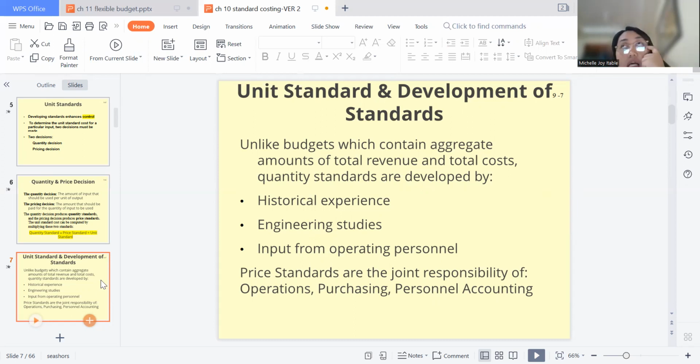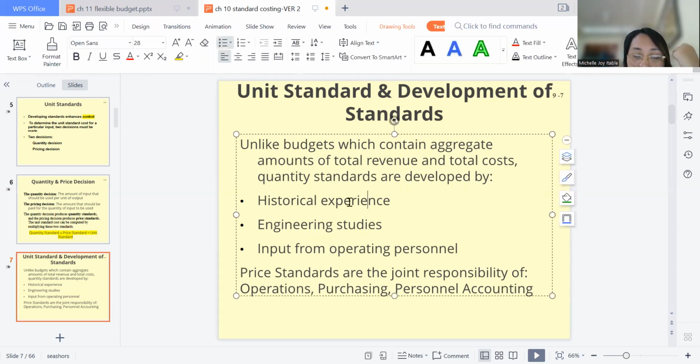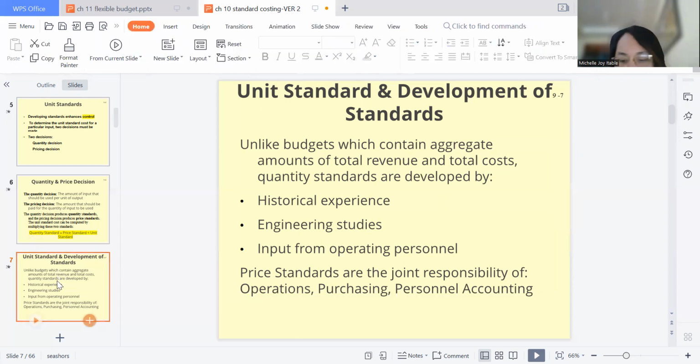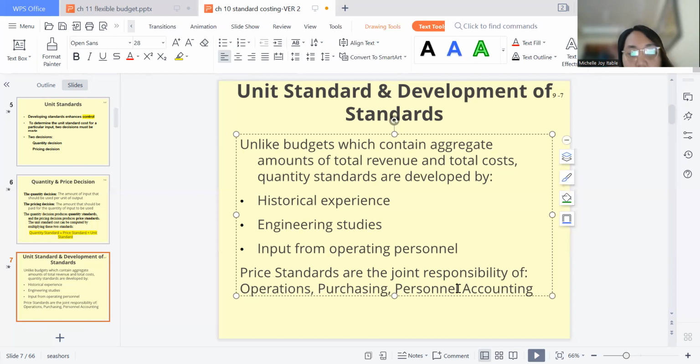In this part, the firm is using historical data, based on past operations, and engineering studies. This pertains to the future, if there are new studies that are ongoing. That's the basis that we have for creating our quantity standards. Price standards, of course, are under the responsibility of accounting, purchasing, and then operations.